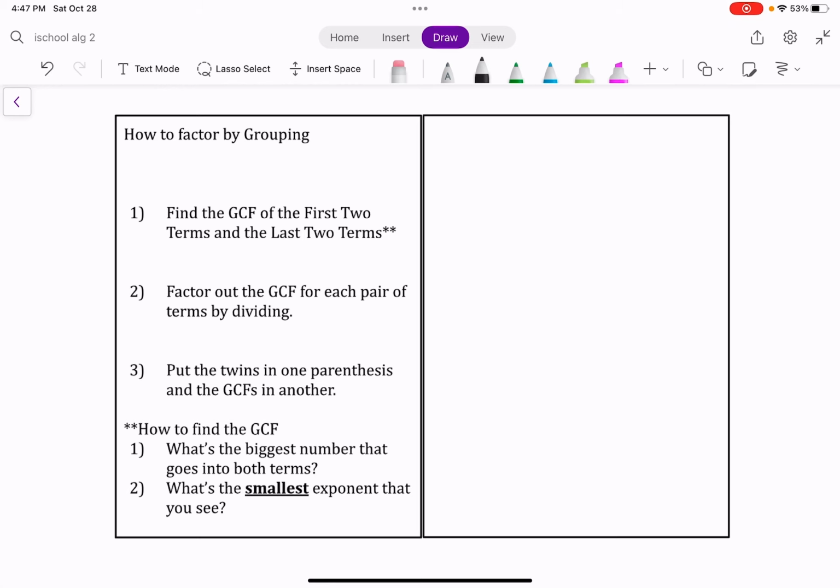So the equation or function that we're going to be dealing with is 12x to the third minus 9x squared plus 4x minus 3. And the reason why it's called grouping is because we actually group together the first 2 terms and then the last 2 terms. If you look at step 1, it says find the GCF of the first 2 terms and the last 2 terms. So we're going to have to find the GCF of the first 2 terms and the last 2 terms.